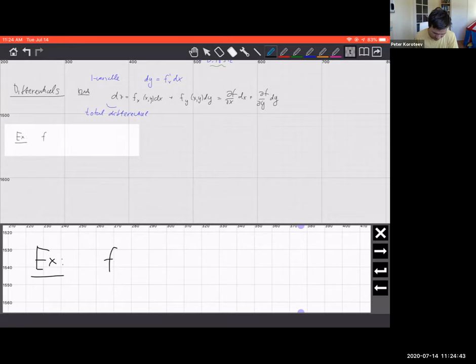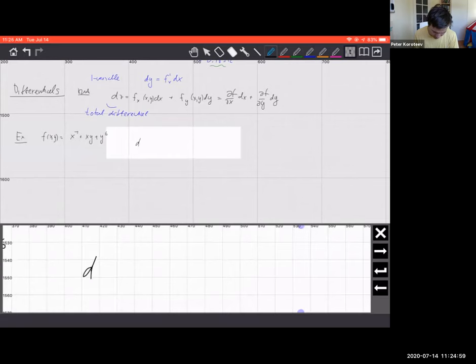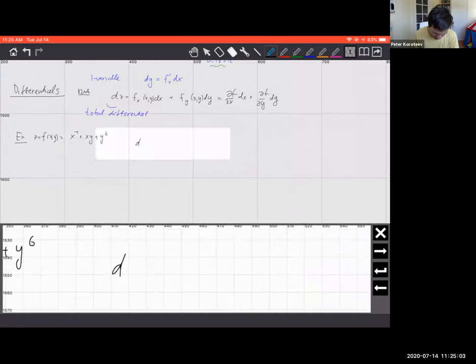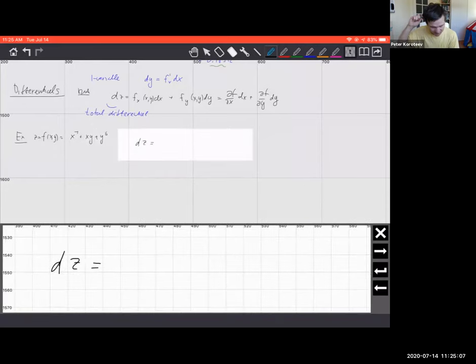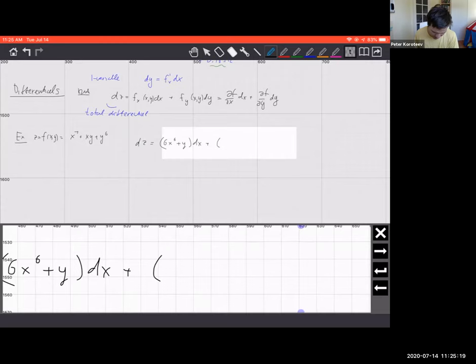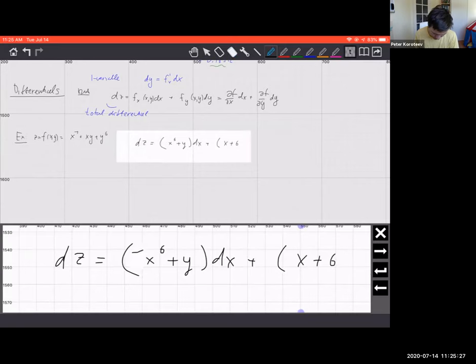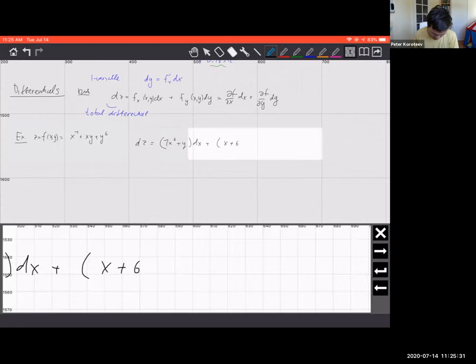Okay, let's look at an example. There's a polynomial function f of x, y. Like this, what is df? So dz or df, where z is equal to f of x, y. The differential would be, first we take the partial derivative with respect to x, which would be 6x to the 6 plus y, dx, plus the partial derivative with respect to y, which is x plus 7 y to the 5, dy. This is the differential.